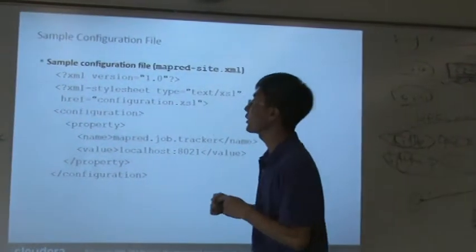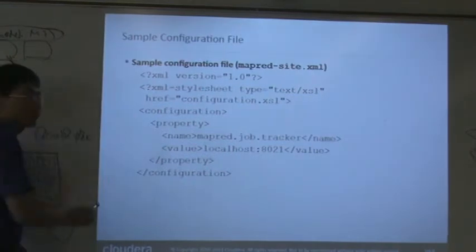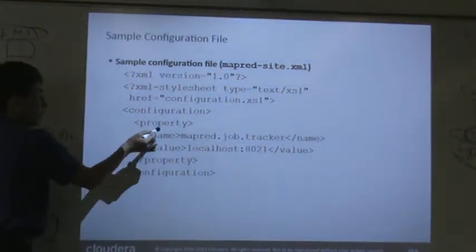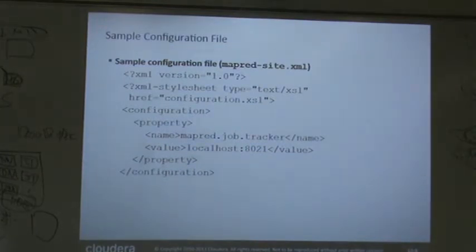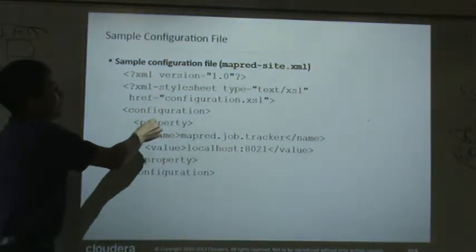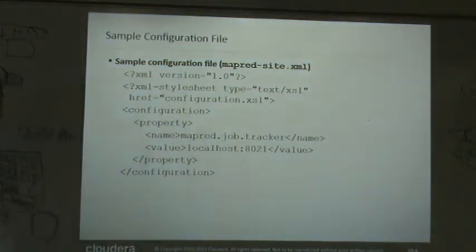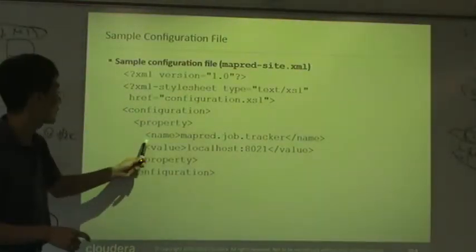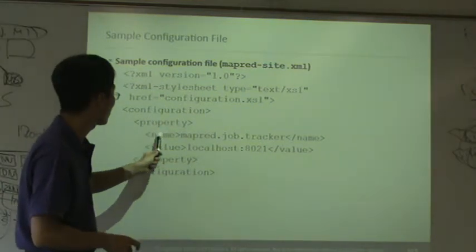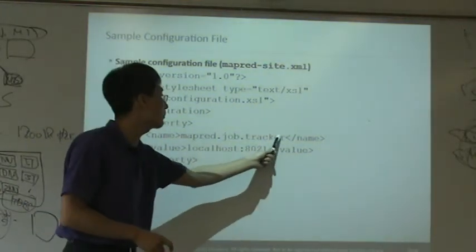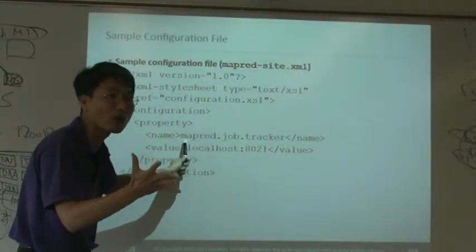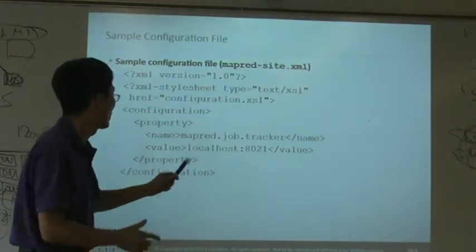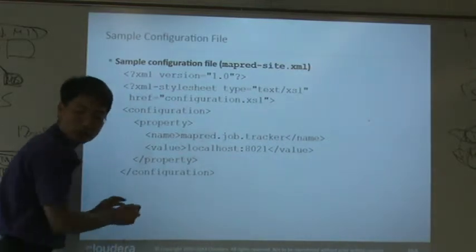XML has a file that defines this. In the configuration files, Hadoop adopts such an XML format. So you can see a property, a configuration property. This is the name of the configuration parameter, and this is the value of it. You can have many properties here.